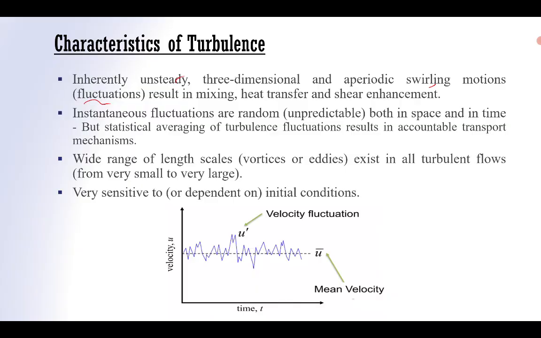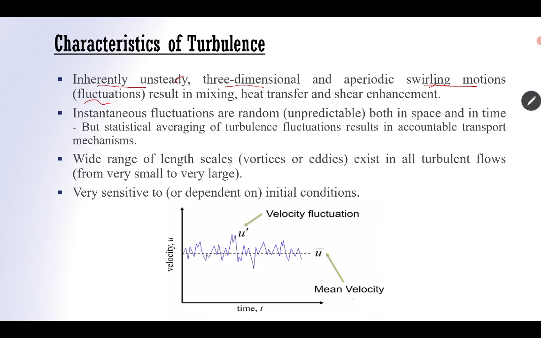So what are the characteristics of turbulence? Here in this slide I write down that the flow is inherently unsteady, three-dimensional, and has an aperiodic swirling motion, or we can say there is some fluctuation in the motion that results in mixing of heat transfer or whatever in the flow. That's one of the characteristics of turbulence. So when we have a flow that consists of those kinds of properties, we can say that the flow is turbulent.